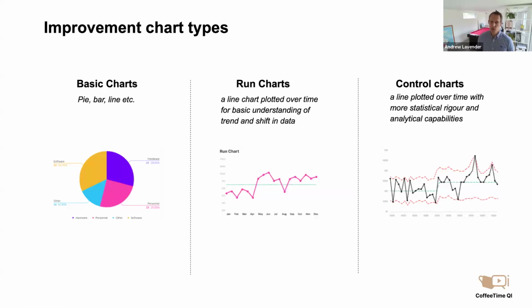So basically a line chart plotted over time. Pretty useful for most types of data where you can plot over time. And then control charts, the third option here. These give a bit more granularity and a bit more analytical capability on your data. So if you're interested in that, I recommend signing up to the next couple of webinars and getting a lot more information on those types of charts.